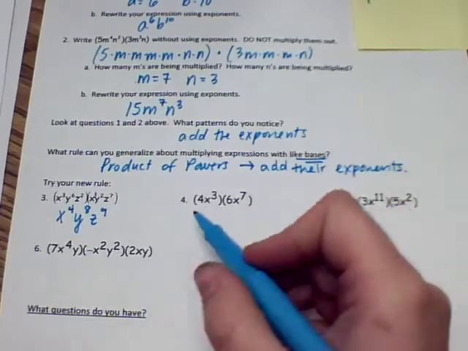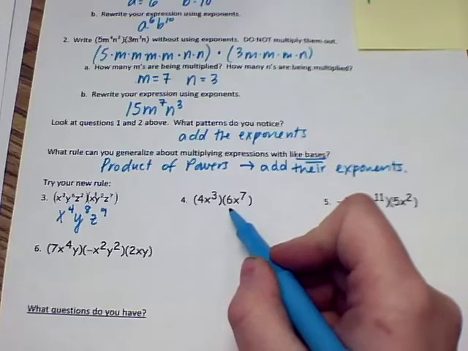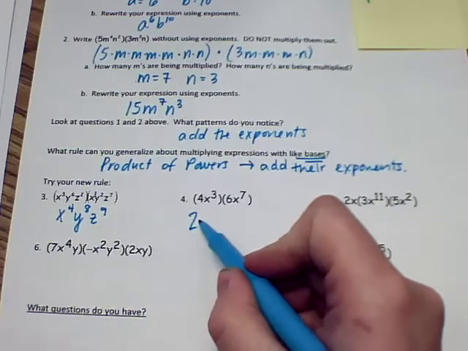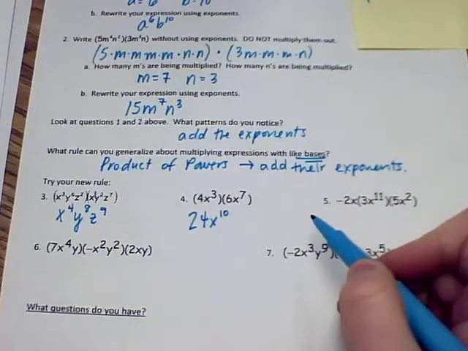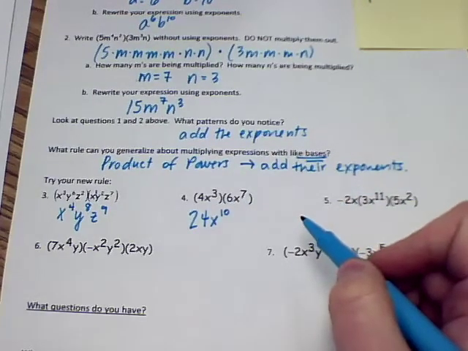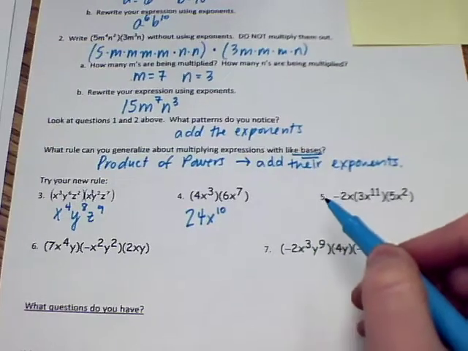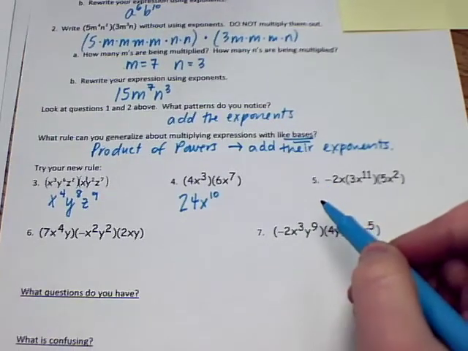Now example 4, when we multiply, I'm going to multiply the numbers. So 4 times 6 is 24. There are 3 x's and 7 x's, so there are 10 x's total. So there is your final answer on that one. So here's where I would like you to pause, try 5, 6, and 7 on your own, and then check back.